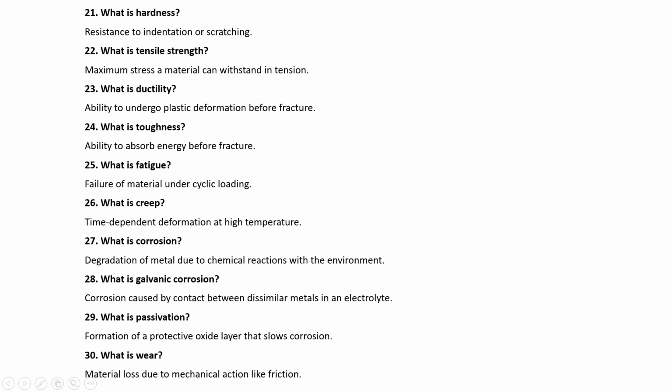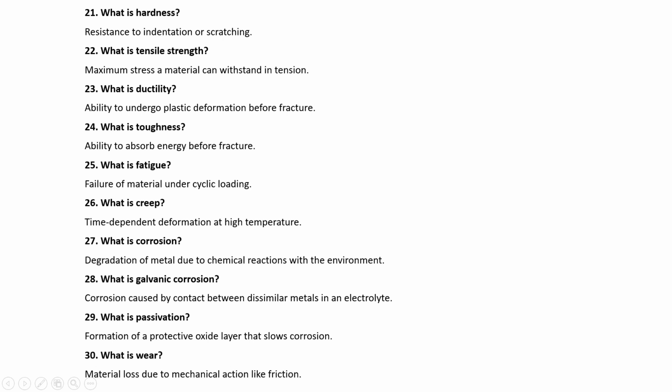26. What is creep? Time-dependent deformation at high temperature. 27. What is corrosion? Degradation of metal due to chemical reactions with the environment. 28. What is galvanic corrosion? Corrosion caused by contact between dissimilar metals in an electrolyte.